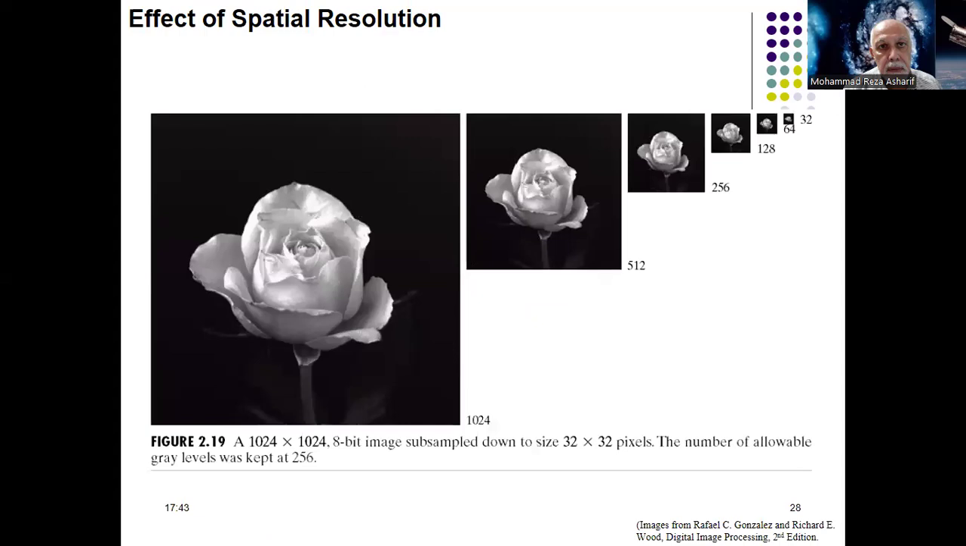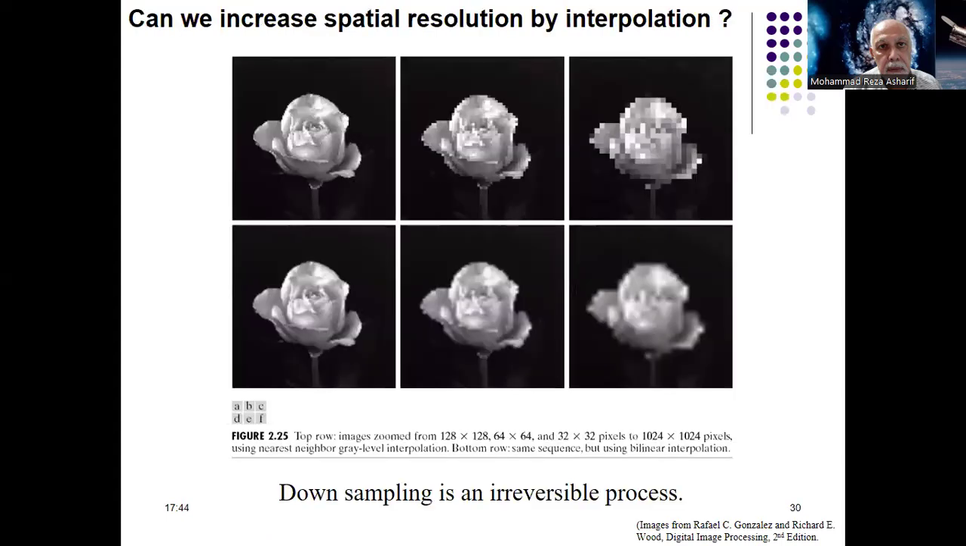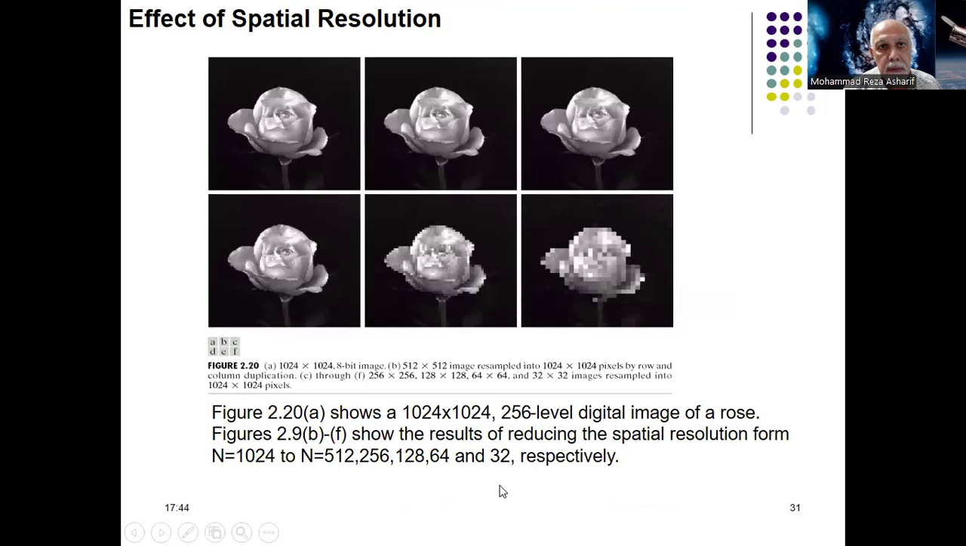Then we have another effect here that I will explain later about downsampling, for instance, for low sampling and high sampling here, and about quantization is here. Yeah, this is about the quantization. And the next one is about the sampling, digital image.